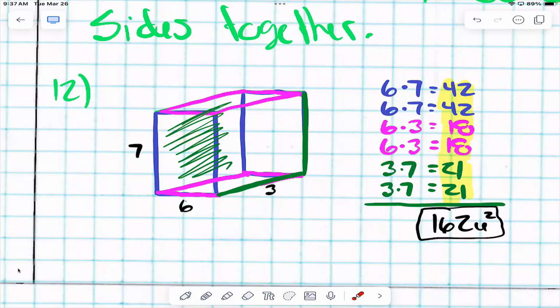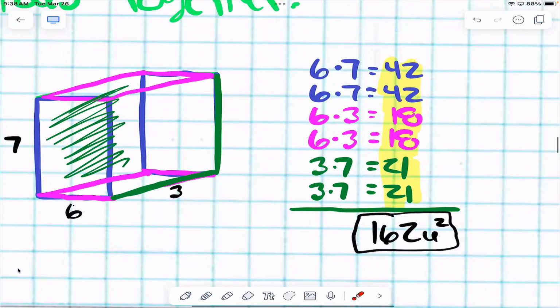Okay, last ones then would be this side right here. What's the base? What's the height? 7. Did I write that? Yes. Back here I have yet another one. What's the base and what's the height? 3 times 7. Did I write that? Yes. So the surface area would be all of these numbers added together. True or false? True.